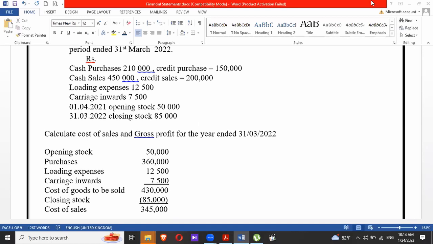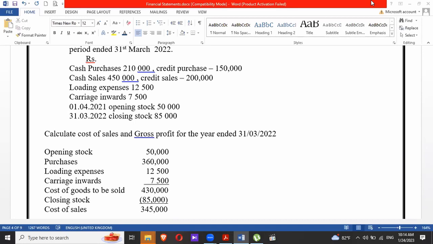Cost of goods to be sold, we can come up with the answer 430,000. That means summation of the first four figures. Then we have to deduct closing stock to calculate the cost of sales, because closing stock means the stock which remains unsold. We have to deduct that. We call it cost of sales. When we deduct closing stock from the cost of goods to be sold, we can come up with the answer for the cost of sales. Cost of sales here is 345,000, right?